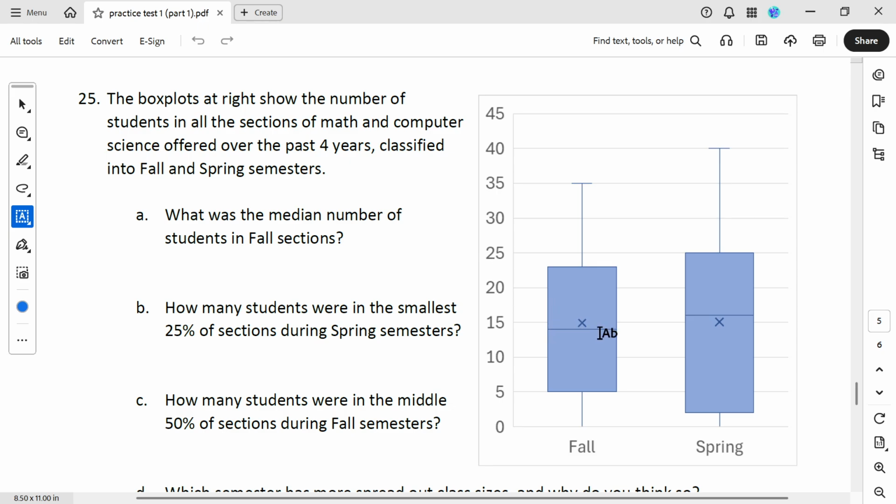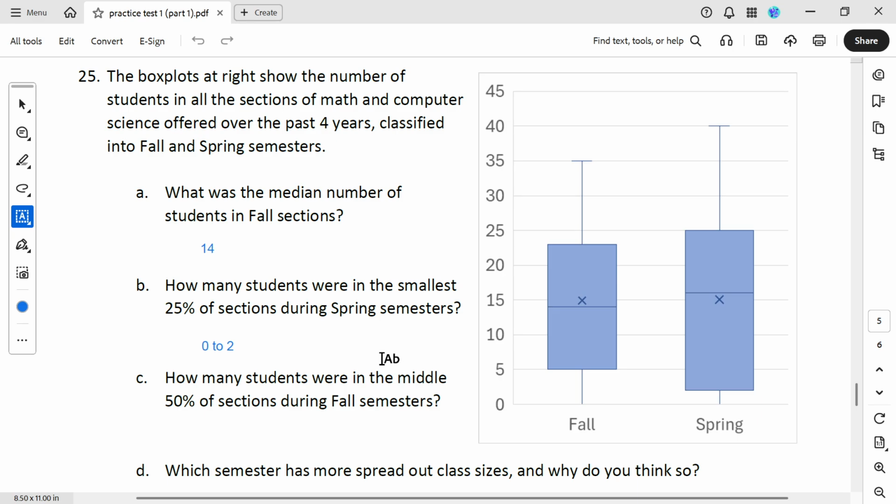So the median is going to be the center line of the box, and it looks like it's at about 14. Okay, so if we would sort all the sections by how many students they had, the middle would be 14. How many students were in the smallest 25% of sections during spring semesters? The smallest 25% is the bottom whisker, and it looks like it's going between about 0 and 2. Okay, so those are probably independent studies.